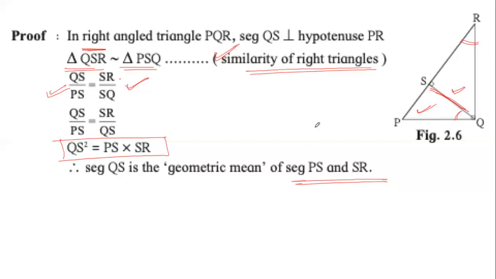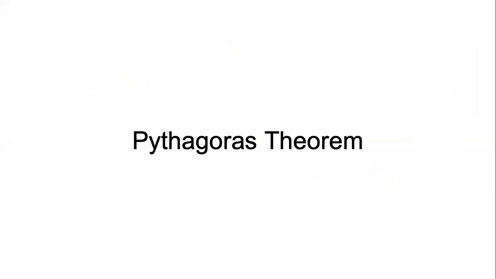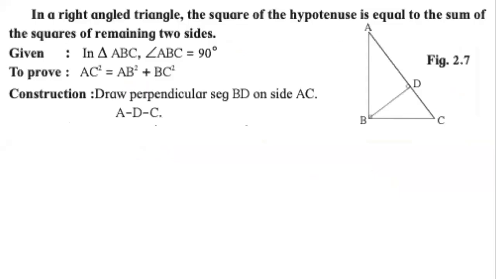Now what we will do is, we will combine the similarity of right triangles and this theorem of geometric mean and apply it to the same diagram and see what happens. We will find out the proof of the Pythagoras theorem. And that is why the diagram remains same.